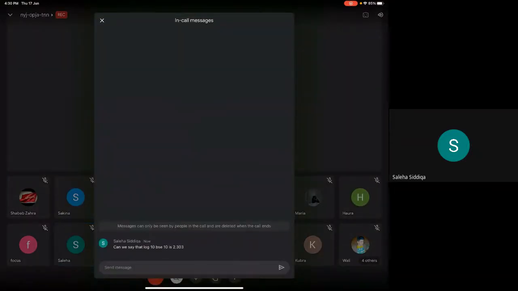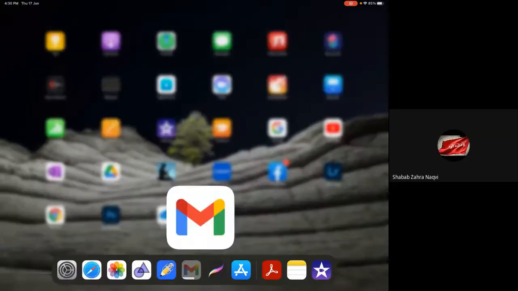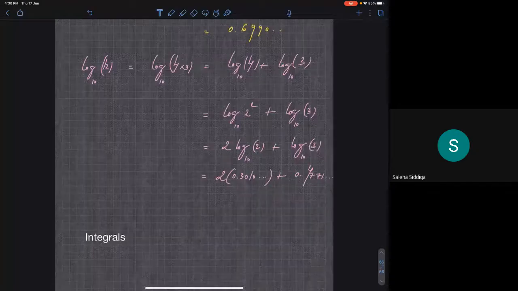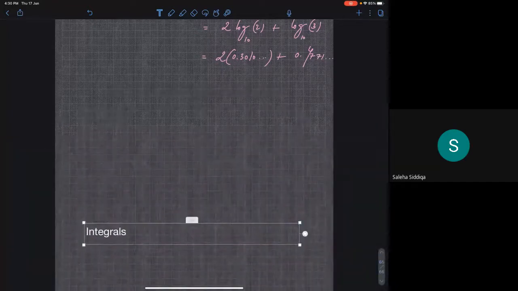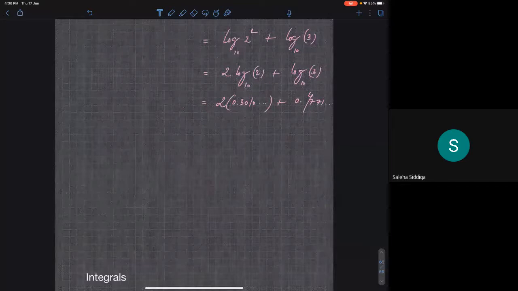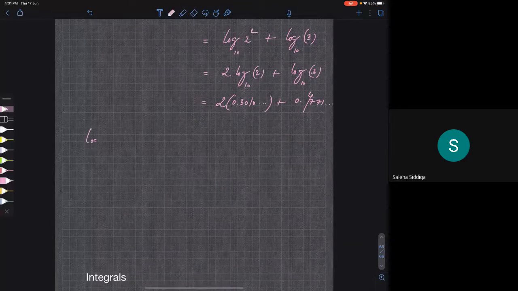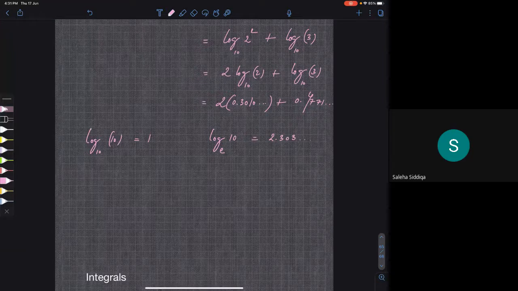Can we say that log 10 to the base 10 is 1, right? Yes, sir. So log 10 to the base 10 is 1. But the natural log, log 10 to the base e, is 2.303. This is correct.